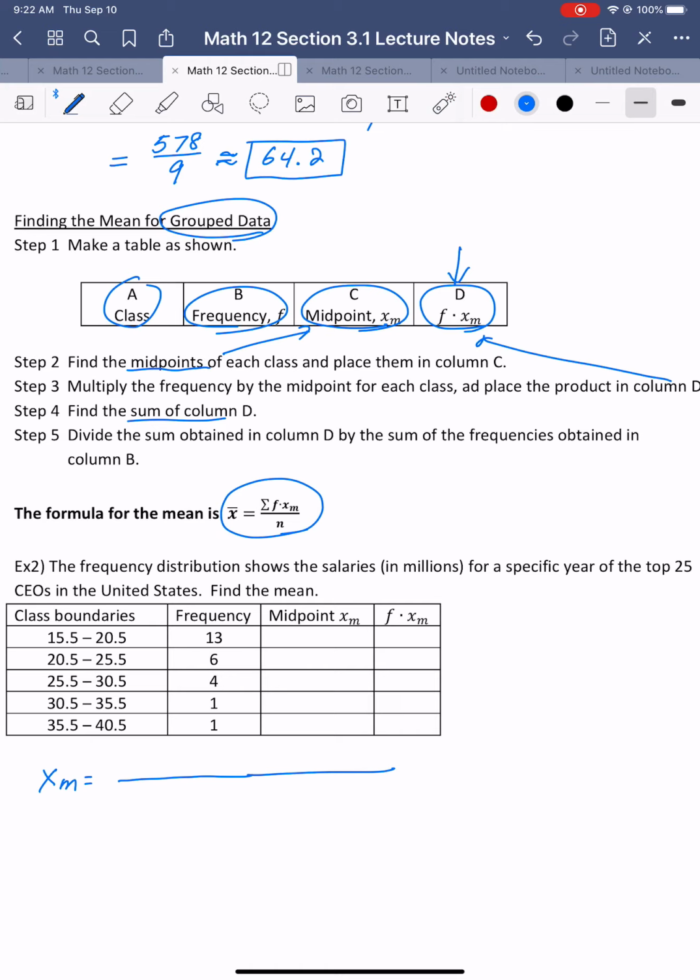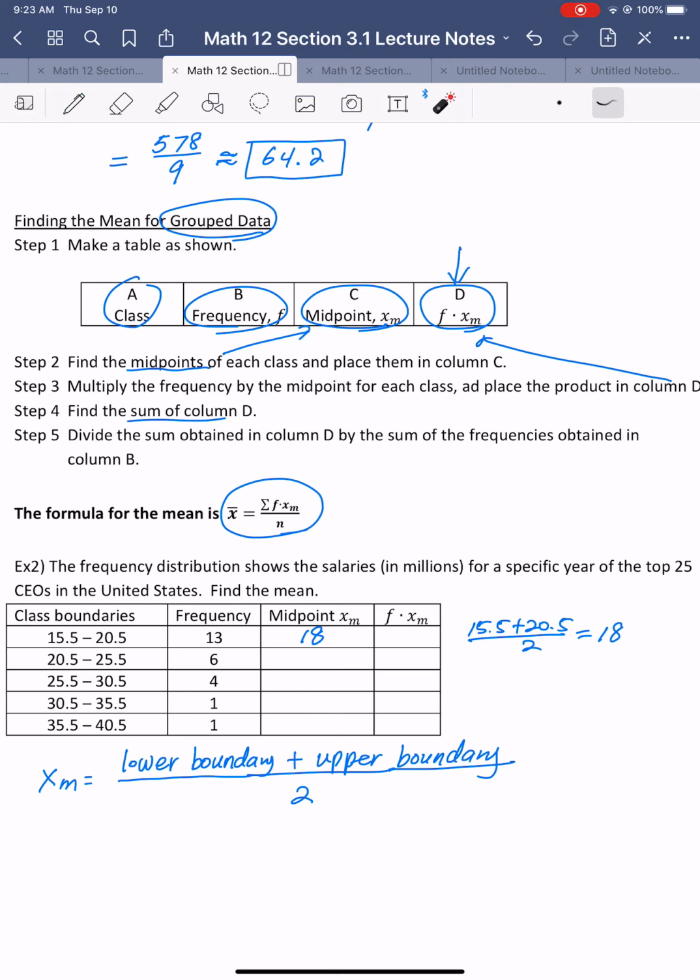So for each class midpoint, you take the lower boundary plus the upper boundary, add it up and divide by 2. The midpoint for this one is 15.5 plus 20.5, divided by 2, which is, oh, no, I get 18, sorry. I get 18.